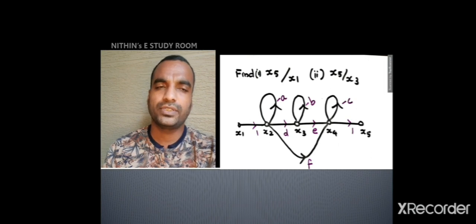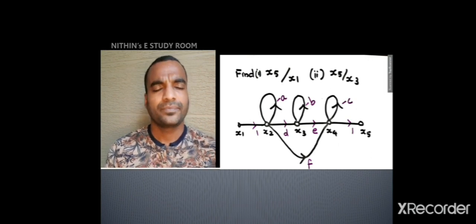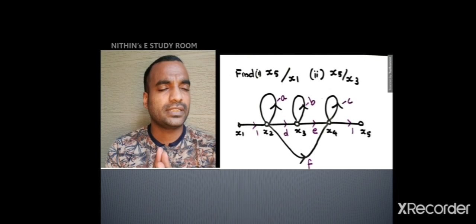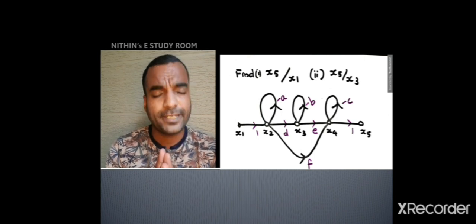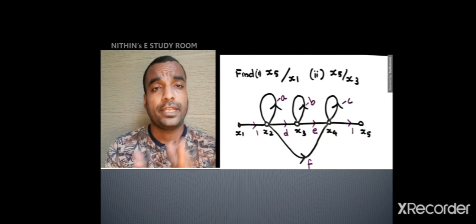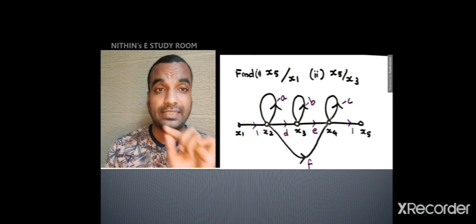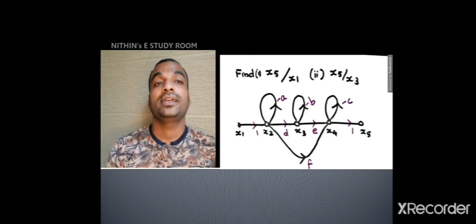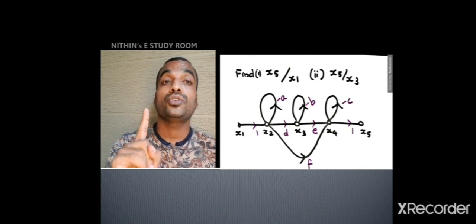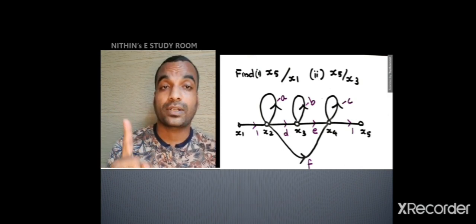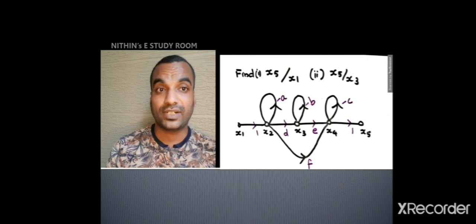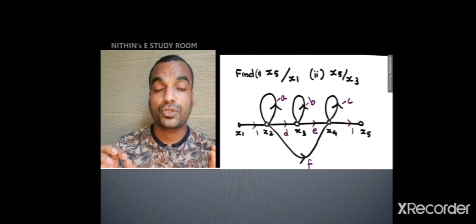If it is needed, check that in the previous slides. Anyway, a forward path is a connection from input node to output node, and the arrow marks will be in successive direction. And the third condition: no node should be repeated or traveled more than once. No node should be traveled or traced more than once.